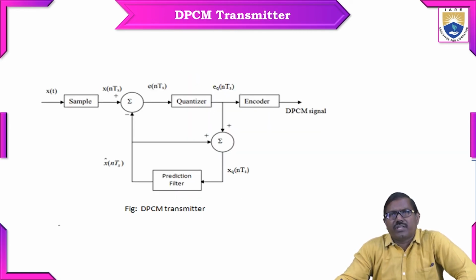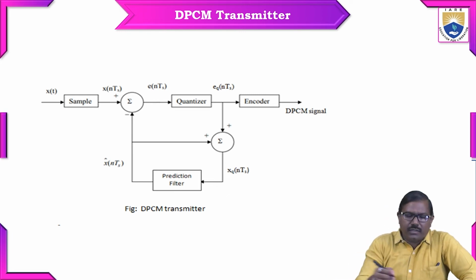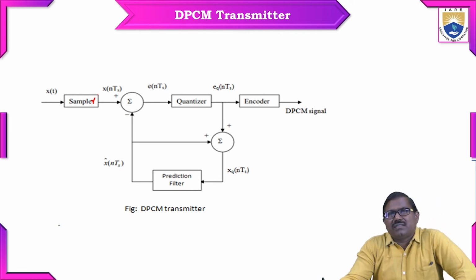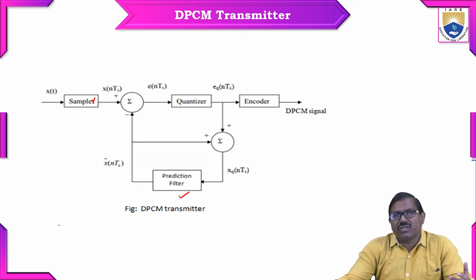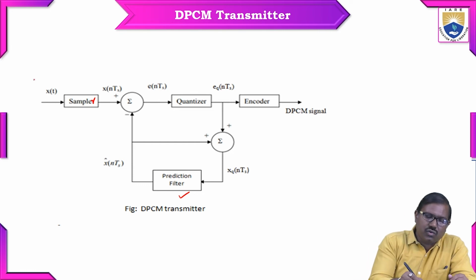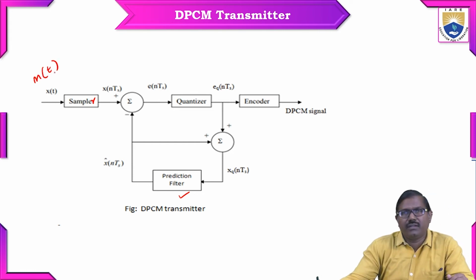For this I am using a transmitter, that is a DPCM transmitter. It has a sampler, quantizer, and encoder. These 3 are the same as in PCM. But what is new here? The new one is the prediction filter. Here I am going to predict which value is the same, and reduce that redundant information. Here you can use x of t as the input signal, that is a continuous signal or message signal. You can use x of t or m of t, both are the same.